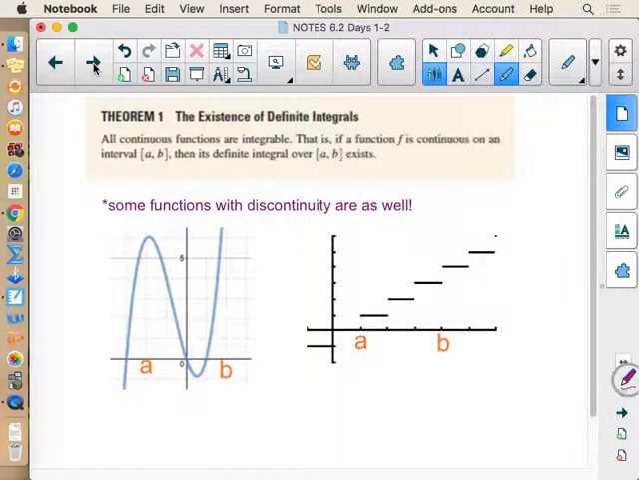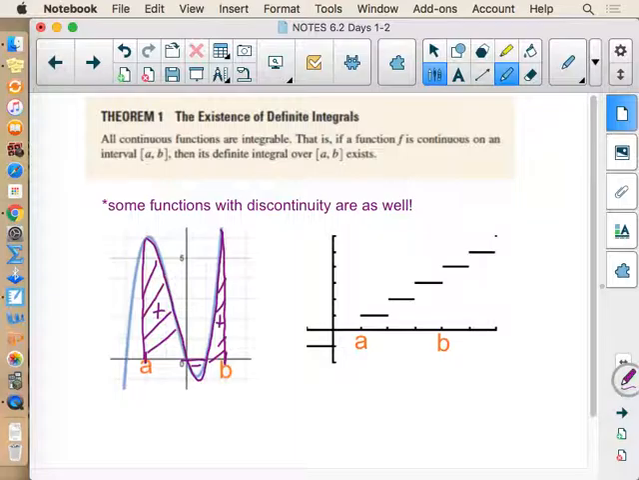Theorem 1 is an existence theorem. It just promises us that if a function's continuous, then we can integrate it. All continuous functions are able to do this. So if a function is continuous from an interval a to b, then I can, using either Riemann sums or the calculus that will do, find a single value that will represent the net sum, so net meaning of all these areas between the curve and the x-axis.